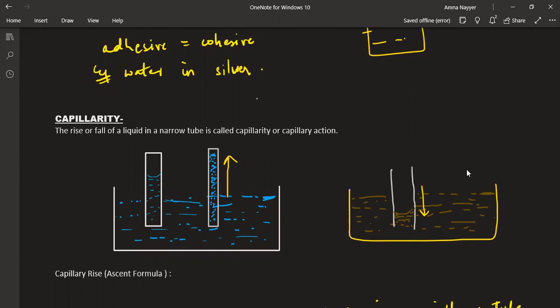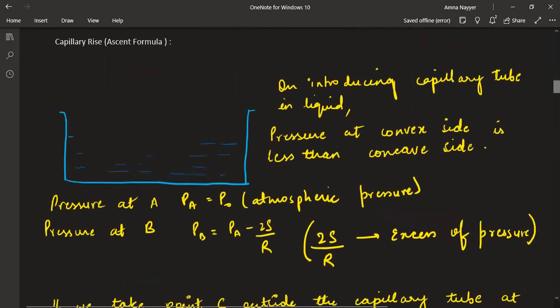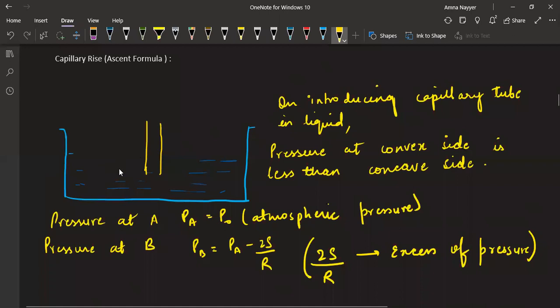Now you have a formula for it, ascent formula. So formula is very simple class. Formula is very simple for it. Here also you will do the same thing. Here we will take test tubes. Fine, here we will take test tubes. Let's mark some different points. Now see here what will happen. You have taken one point here, exactly atmospheric pressure will be applied, right?